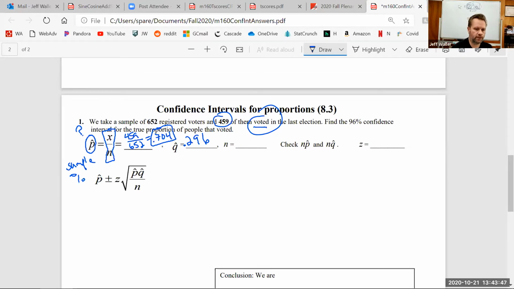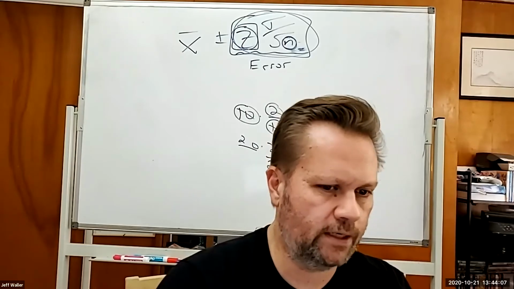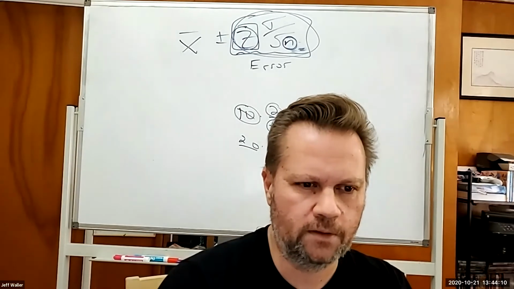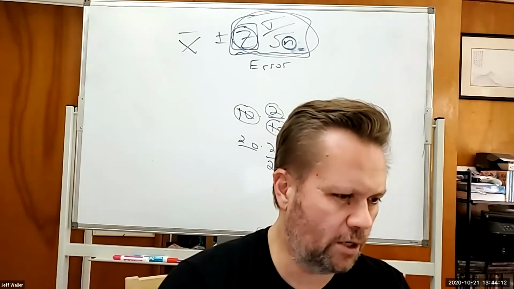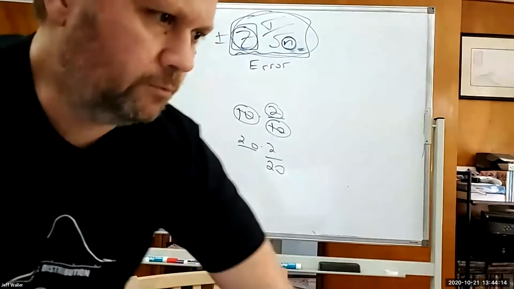So n we already know is 652, right? Now, here's where things get really interesting. I always forget to talk about this before I jump into it, so I'm going to stop sharing for a bit. Let me see if I can find this handout. Hold on. Should I try to find this handout? No, I'm going to do it up on the board. Do it live.